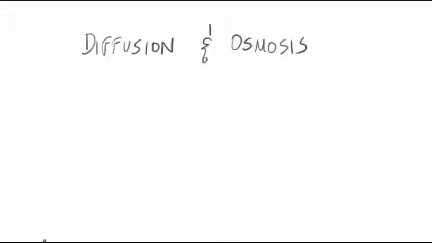Okay, so this is our video introduction to diffusion and osmosis. And a good place for us to start would be with a simple definition. It's a really basic idea. Now, a lot of students will read through a definition from the textbook and they'll take home the idea that stuff is moving from high to low.